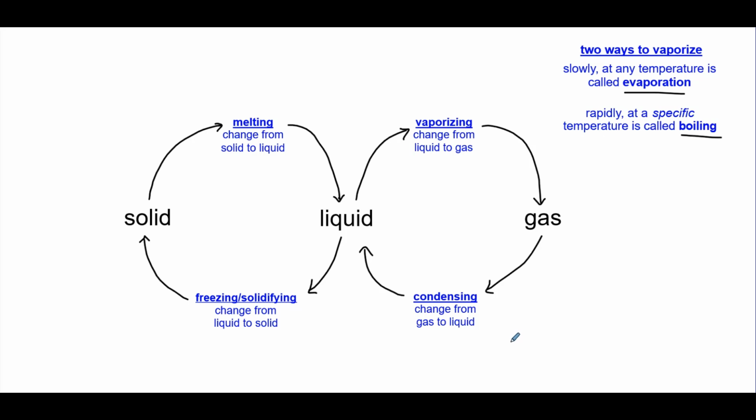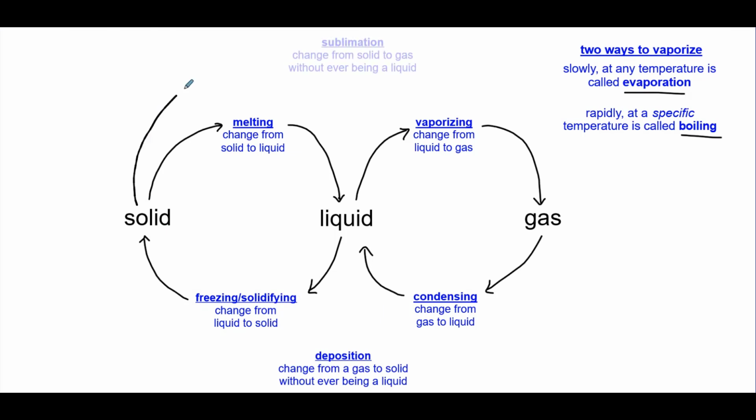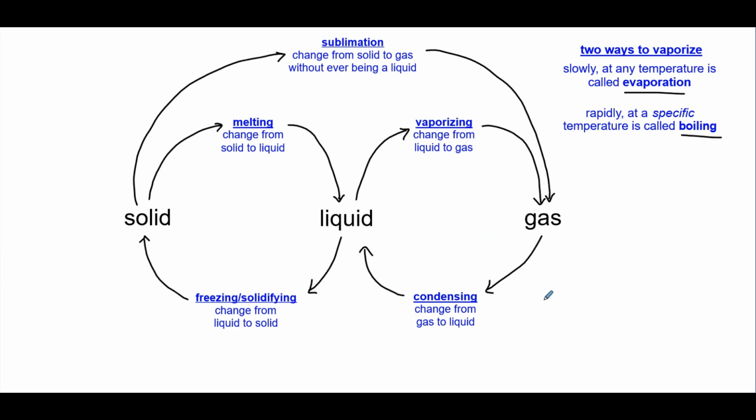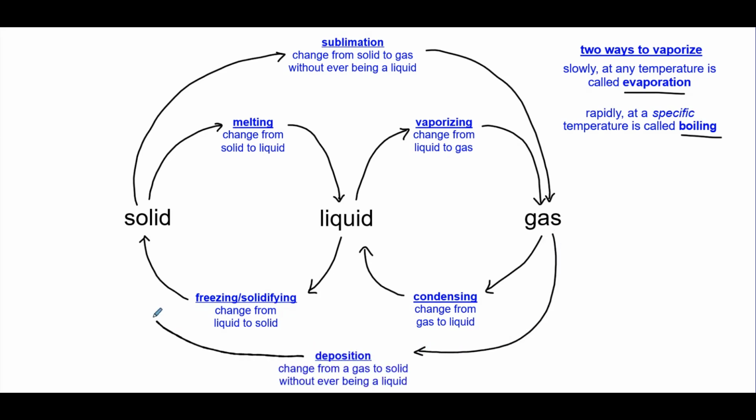Last up, there are two special phase changes, and the first one involves changing from a solid directly into a gas without ever being a liquid, and that's called sublimation. Solid air fresheners work like this. They never turn into a liquid, but they slowly sublimate as they sit in a room, and their particles leave the solid form and enter into the air. Now, the last special phase change is called deposition, and that's what happens when a gas turns into a solid without ever passing through the liquid phase.